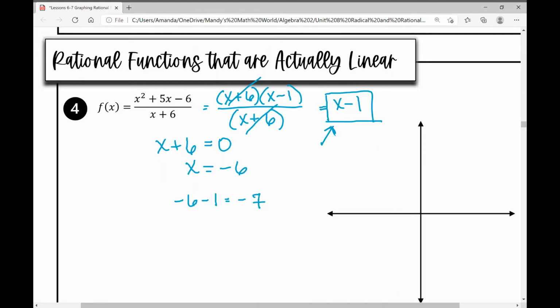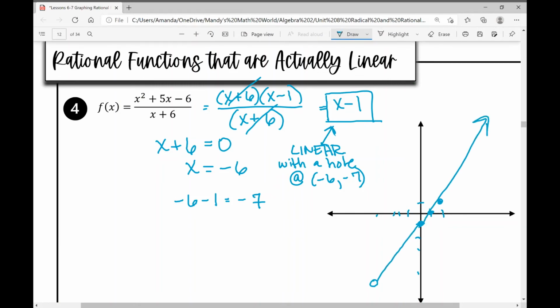So this is actually linear with a hole at -6, -7. So if I were to graph y equals x minus 1, f of x equals x minus 1, my y-intercept is at -1. My slope is rise 1, run 1, right? So I'm just rising 1 and running 1, just like this, right? And I know I'm going to have a hole at -6, -7, right? So -6, -7, it's like down here. There's the hole. And this is what your function looks like.